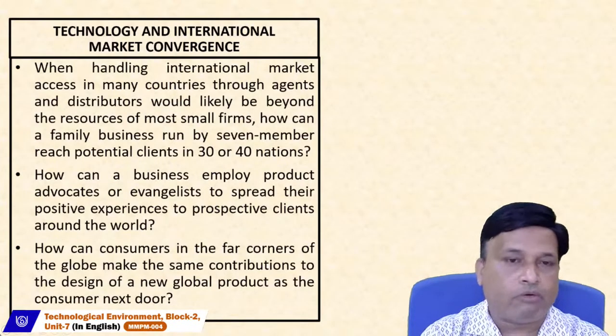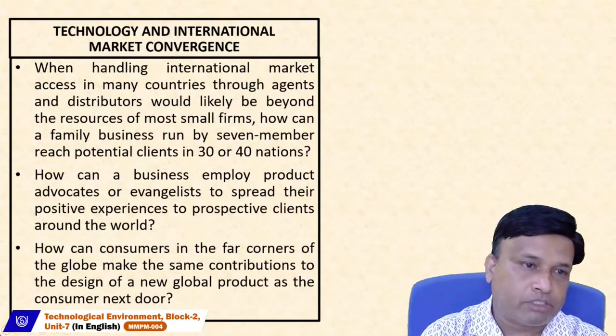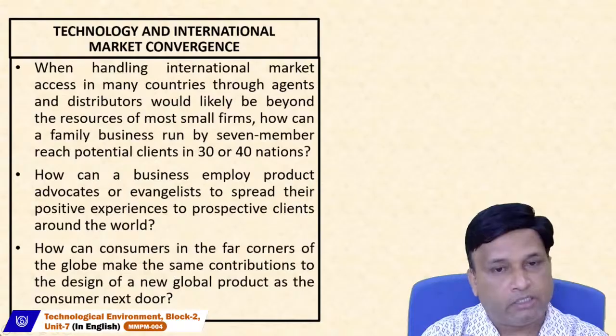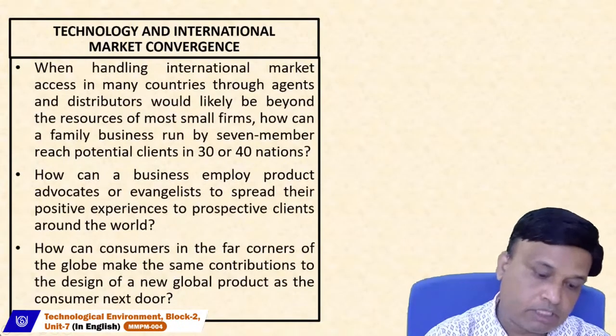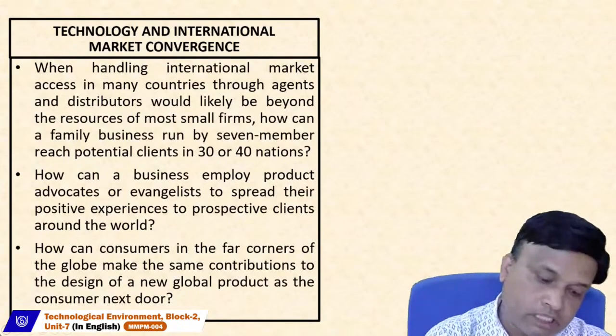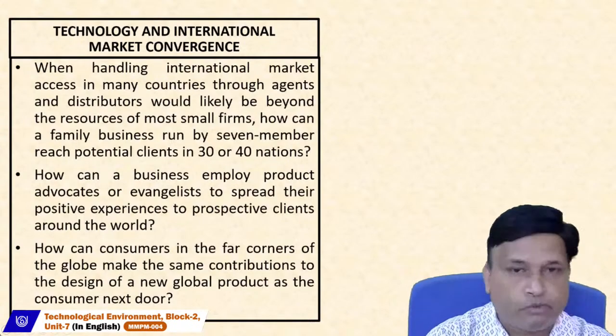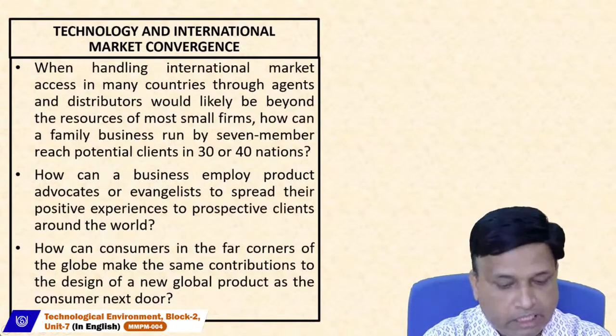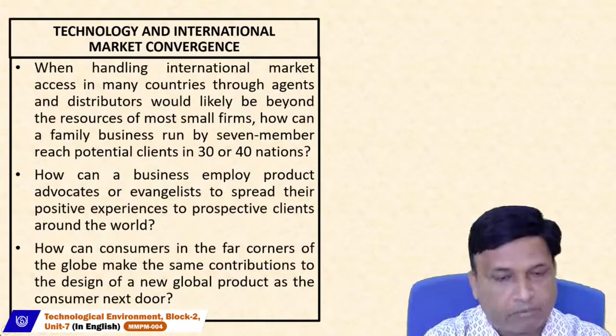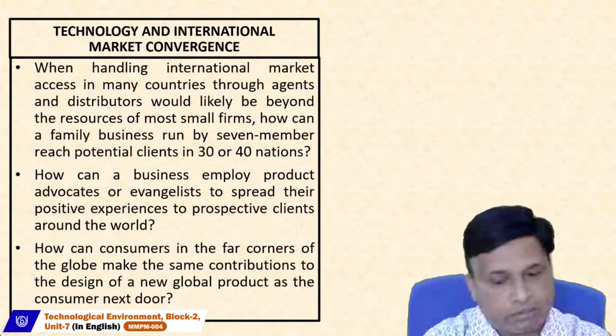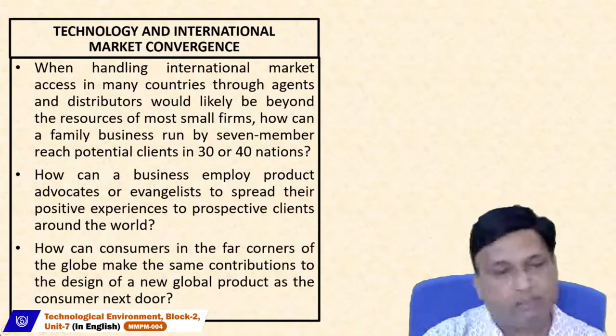That is an example of how a family business run by 7 members can reach potential clients in 30 to 40 nations. That is exactly because of technology, because technology has converged our way of doing business. So easily you can reach the maximum number of people, or you can get your supply chains from any part of the world, access supply chains, and do business on that.